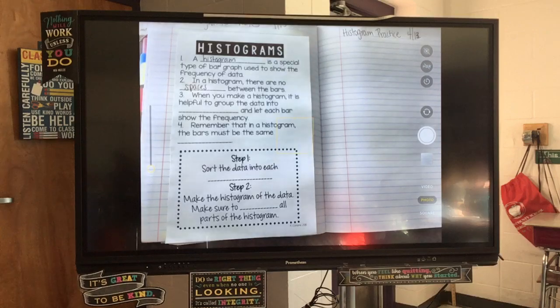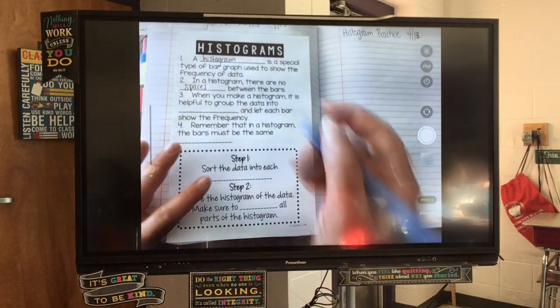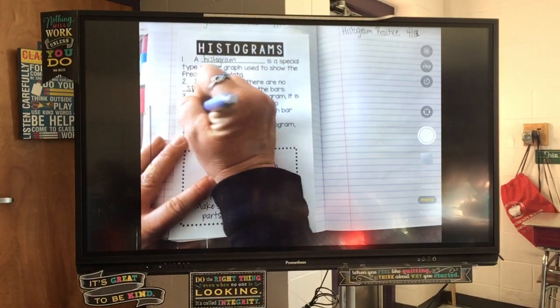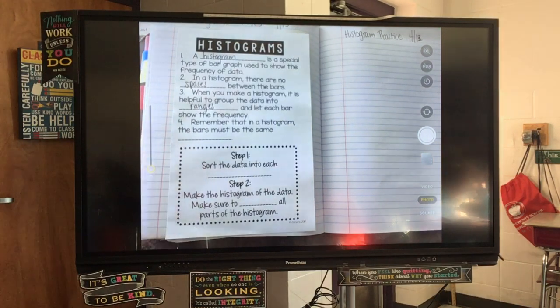And the reason for that is when you make a histogram, it is helpful to group the data into ranges and let each bar show frequency. So a range is, depending on your data, like from 0 to 4, and then 5 to 9, and then 10 to 11. So all the numbers that fall between 0 and 4 will be in that part of the histogram. Again, when we actually do one, it'll make a little bit more sense.